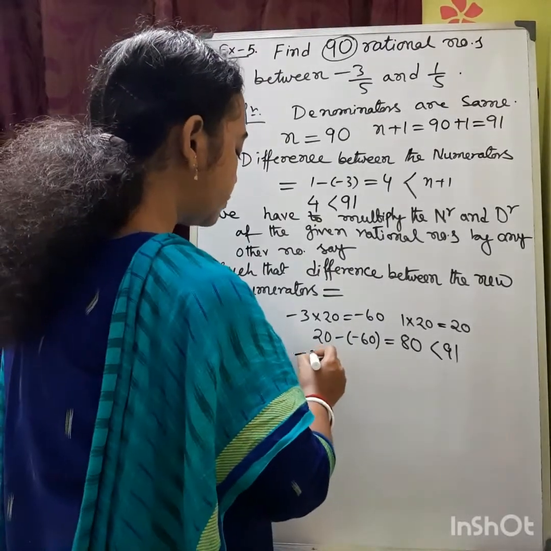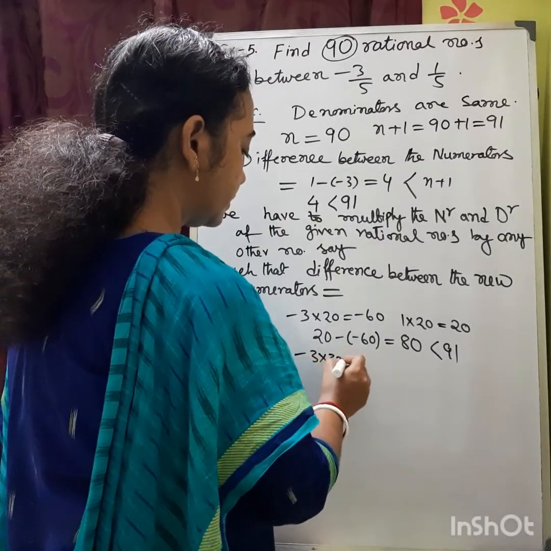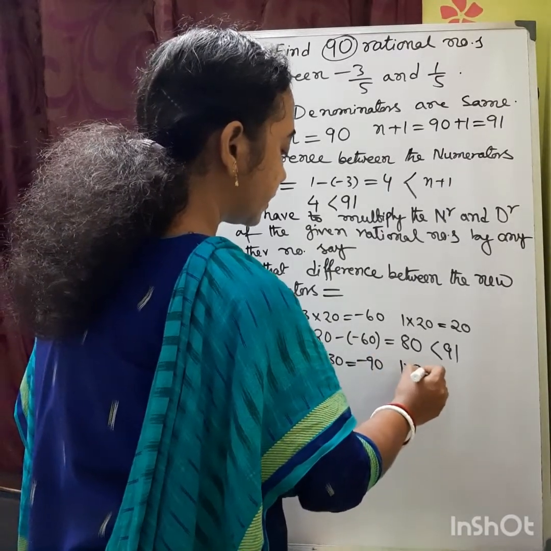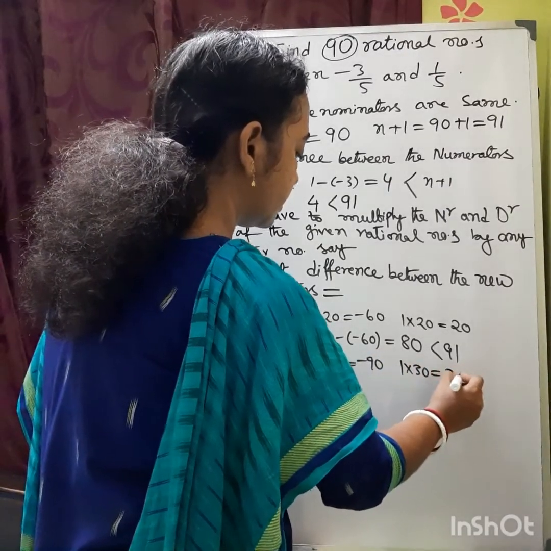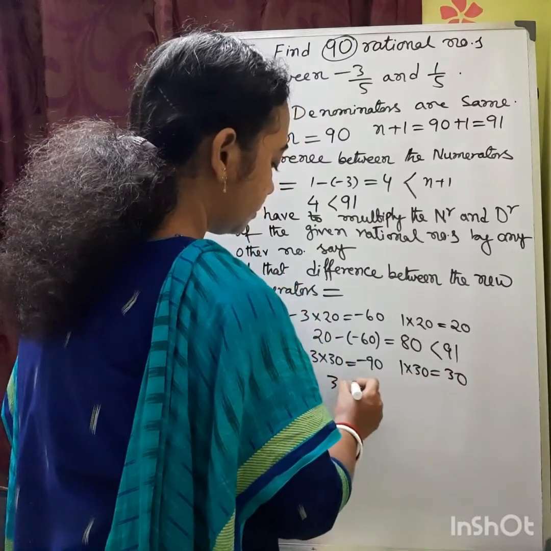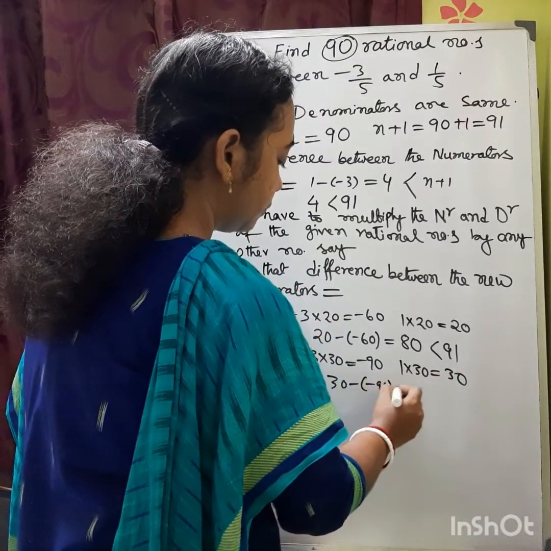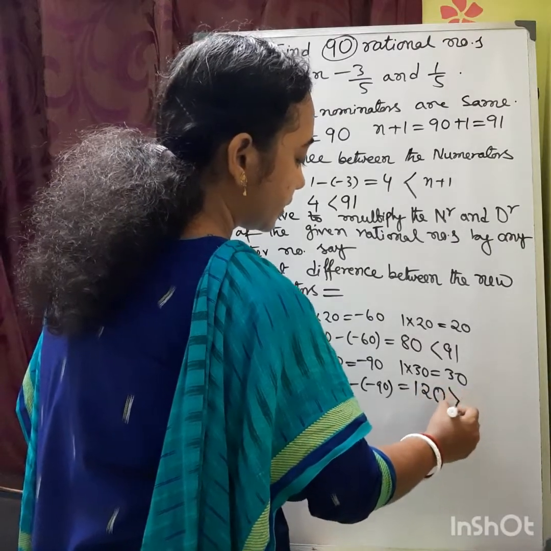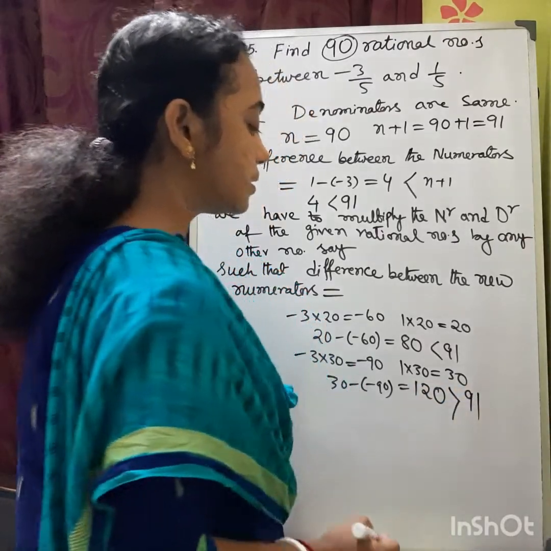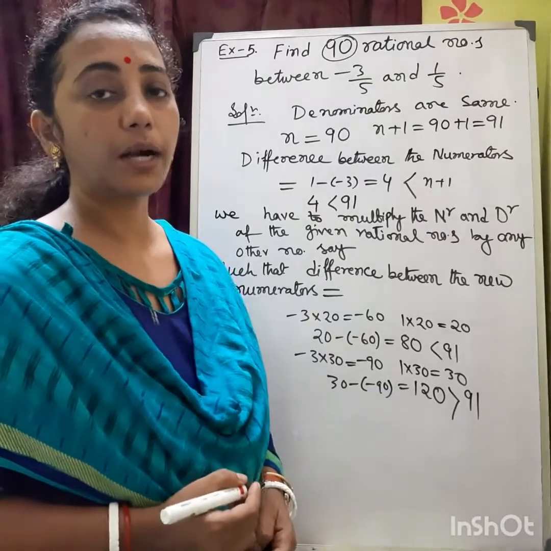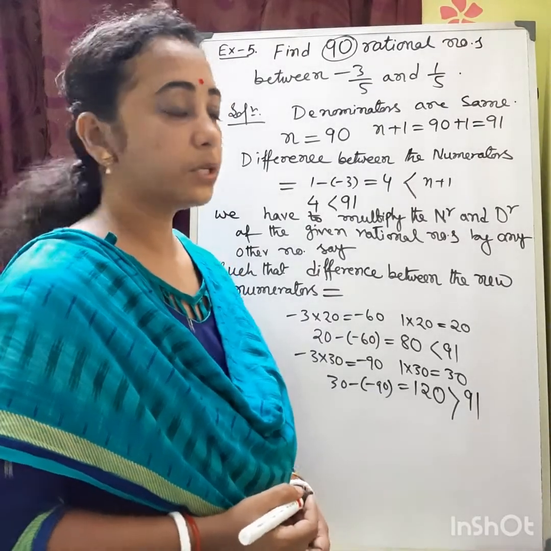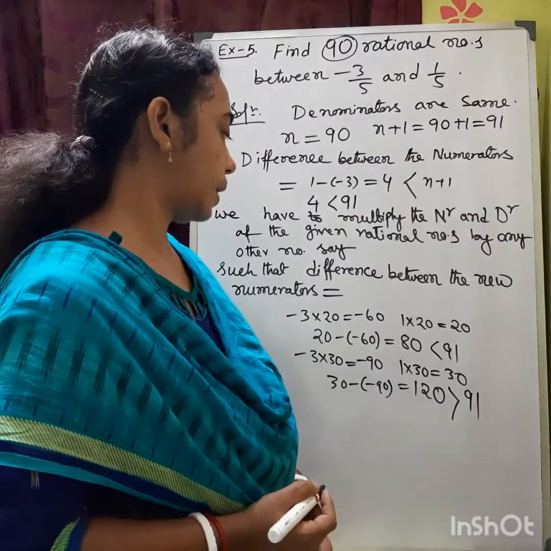But if we multiply 3 by, suppose, 30, in this case we are getting minus 90, and 1 multiplied by 30, we are getting 30. So 30 minus of minus 90, we are getting 120, which is greater than 91. So in this case we can easily get the required 90 rational numbers between the two given rational numbers.